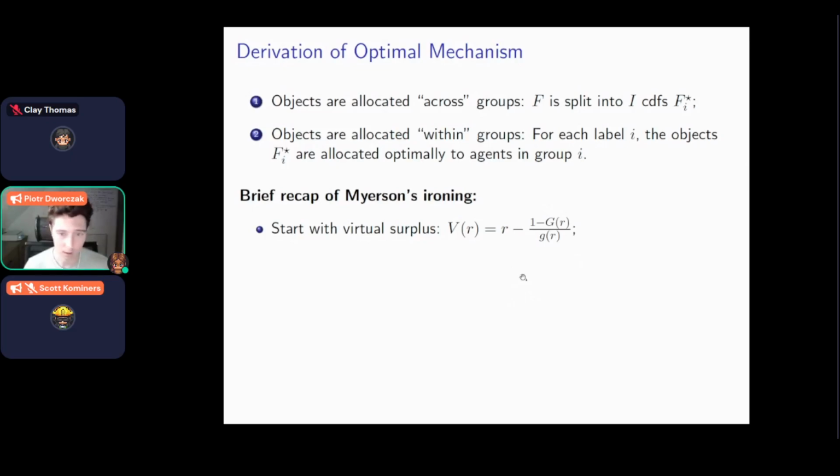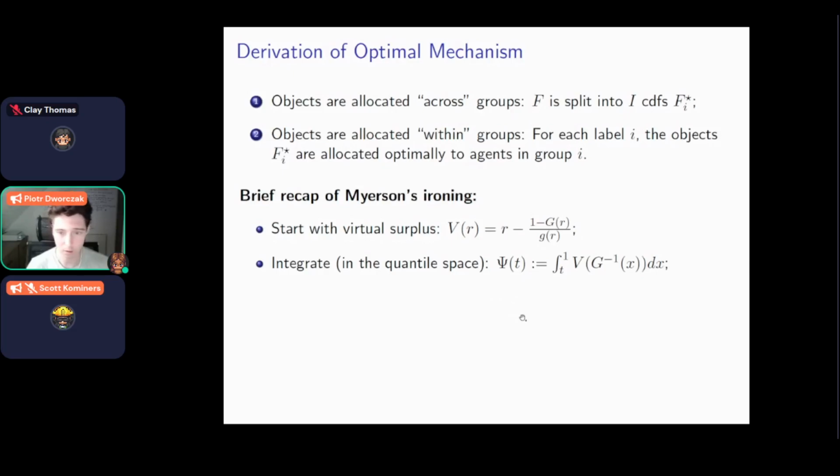Okay, so how do we do ironing? A very brief recap. We start, as we said, for Myerson's problem, which is just revenue maximization, with virtual surplus as our function. Right? We start with virtual surplus. If it's monotone, by the way, there's no need to iron. The interesting case is when this is not monotone. How do we iron the virtual surplus? Well, this is one way to do it.